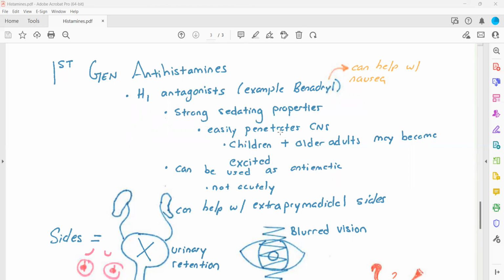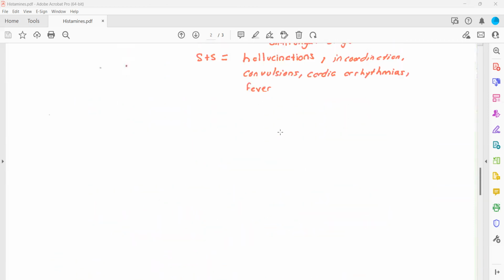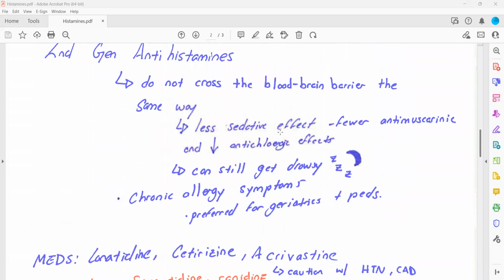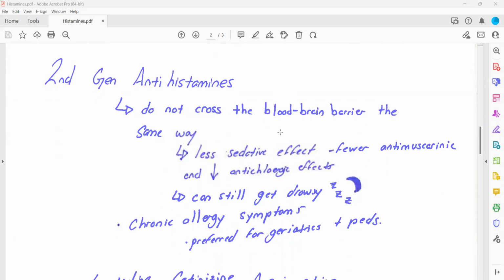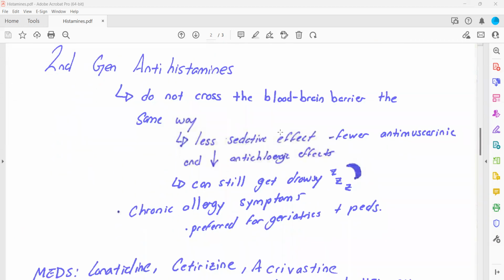What you can do is, if you've got a patient with a UTI and they're a geriatric patient, you do have an alternative you can use, which is called an H2. Let me go back. You have what you call H2. These are your second generation antihistamines.